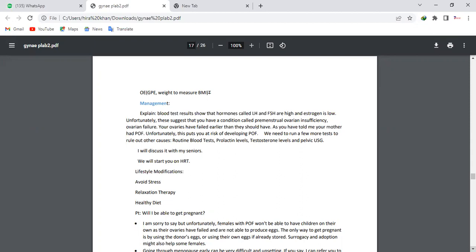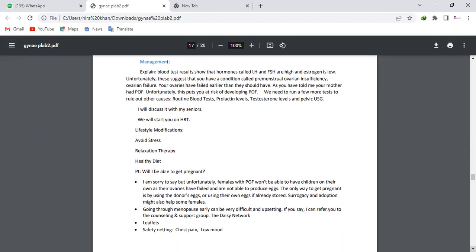And also you can join some other relaxation therapies. You can try some relaxation therapies, and also try to have a healthy diet and go on a walk on a daily basis. Okay, and if she mentions that my husband is not happy with me because I'm not getting pregnant, so I'm very disturbed, you can offer her counseling.